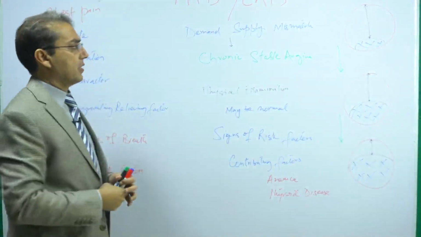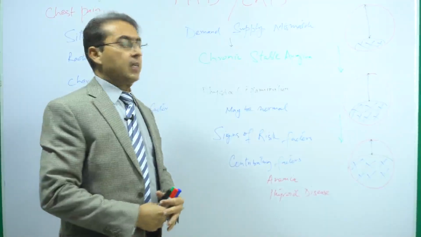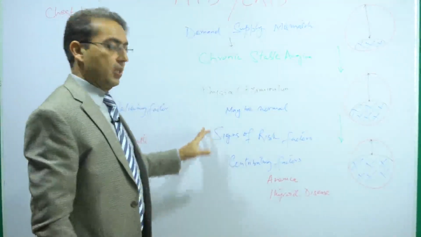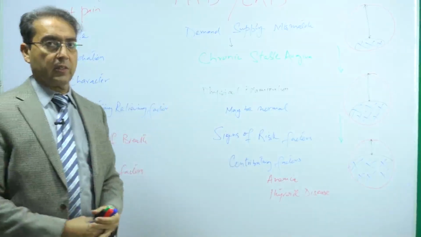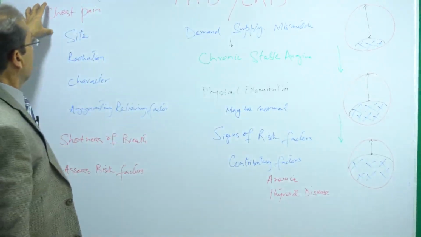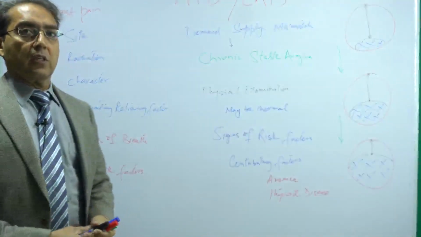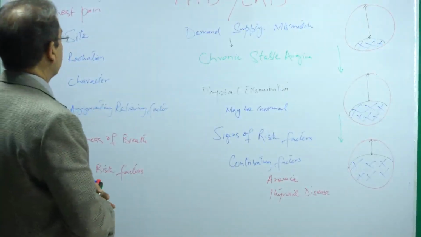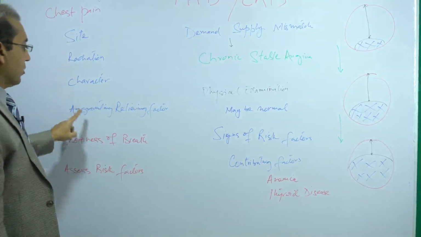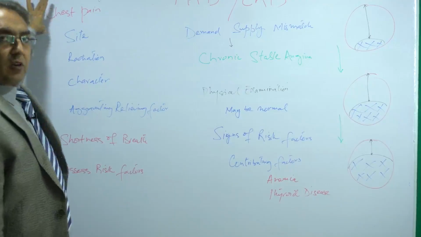As I mentioned, chronic stable angina is a disease in which the patient has symptoms going on for a very long time. And now we see what the clinical features are, the history and the physical examination, and then we will see how to investigate chronic stable angina. Now, the most important symptom of chronic stable angina is chest pain. Patient comes with chest pain. Now, to evaluate chest pain, you have to see what is the site, how is it radiating, what is the character of the pain, what are the aggravating or relieving factors. So this is the main important symptom of chronic stable angina.